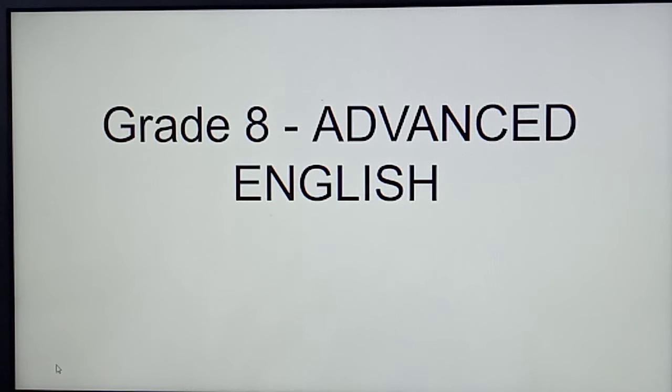This is lesson 2: was, were, there was, and there were. But before we go to our lesson, for lesson 1 of unit 6, which is names and places, let's just have a review.